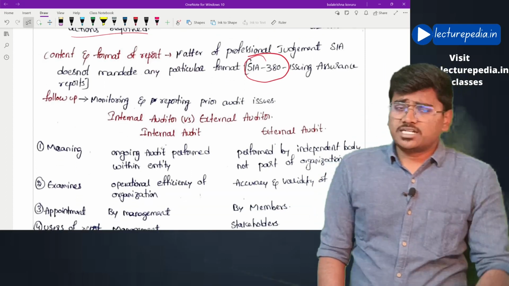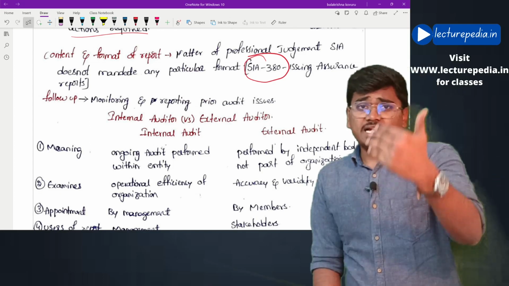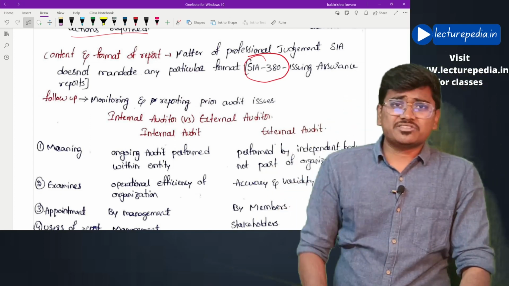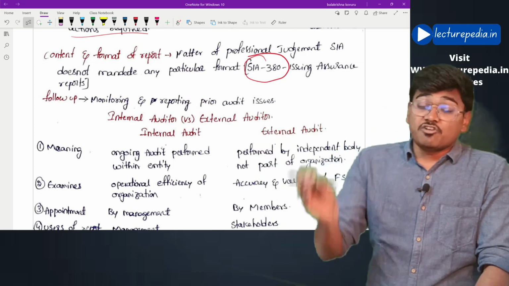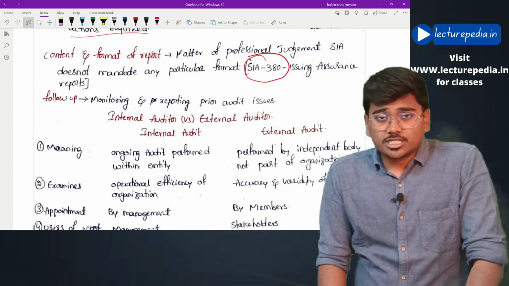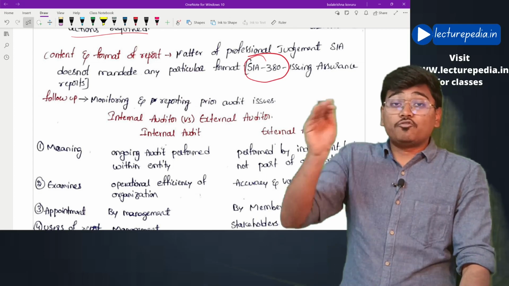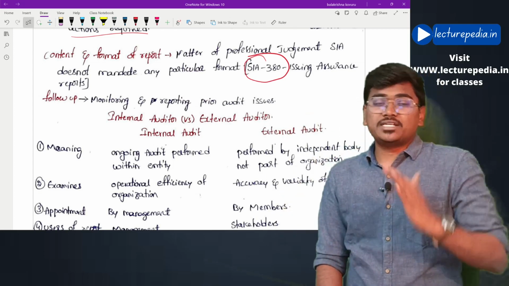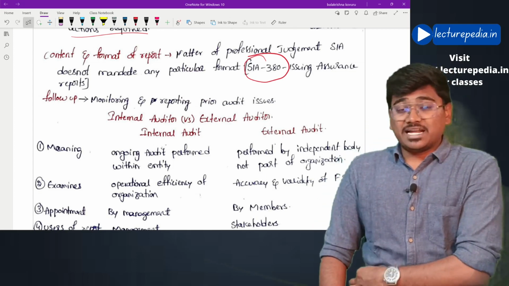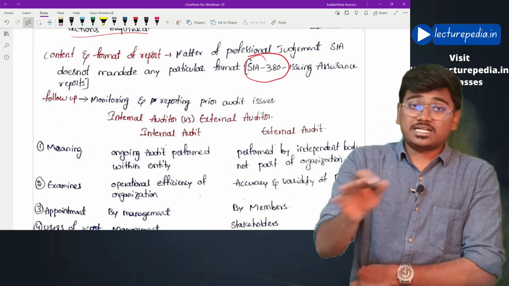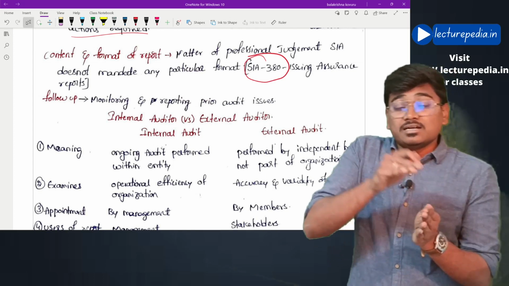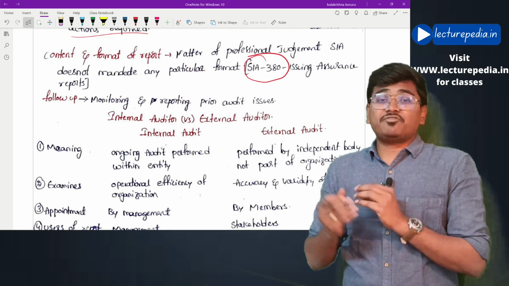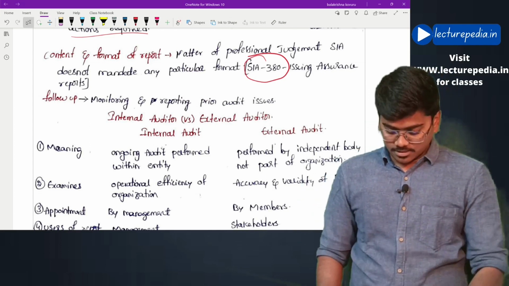Next, follow up. Once internal audit is completed and the internal auditor has given the internal audit report, in the report he would have given suggestions and observations to the management. Whether management has implemented those suggestions has to be followed up by the internal auditor. He should review and monitor the actions taken by management. In case management has not taken the actions, then in the next period's internal audit report also he should highlight this fact. Hope this is clear.